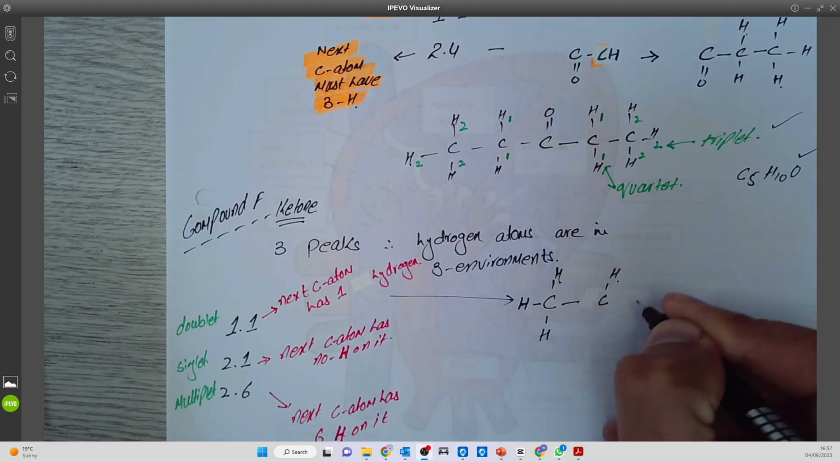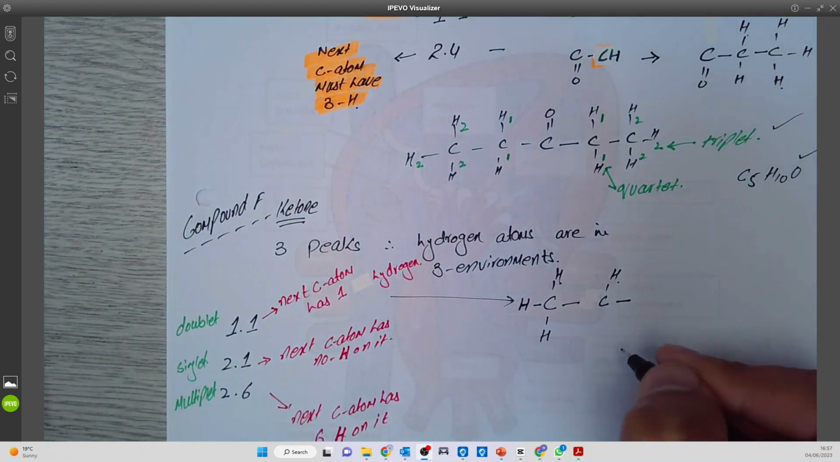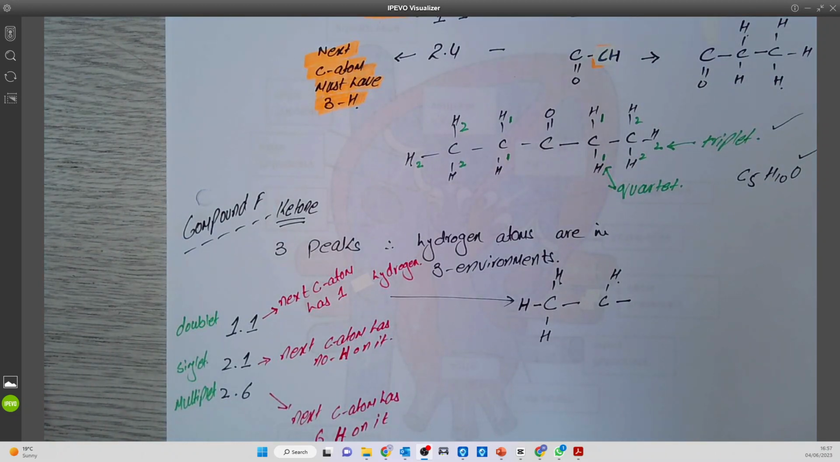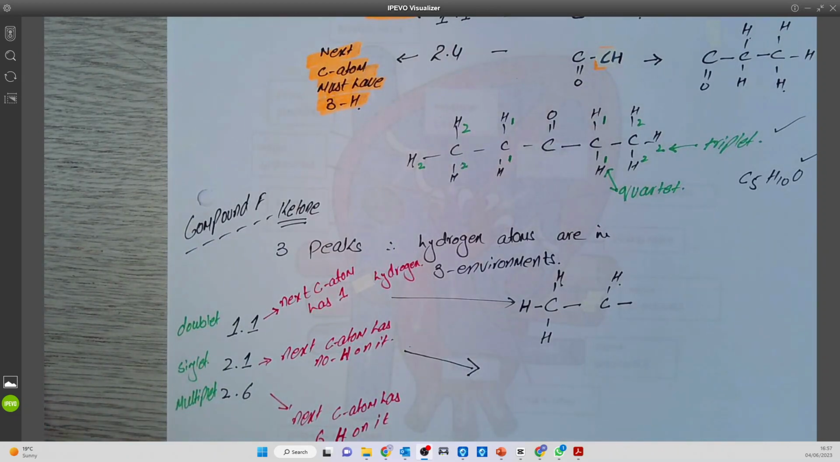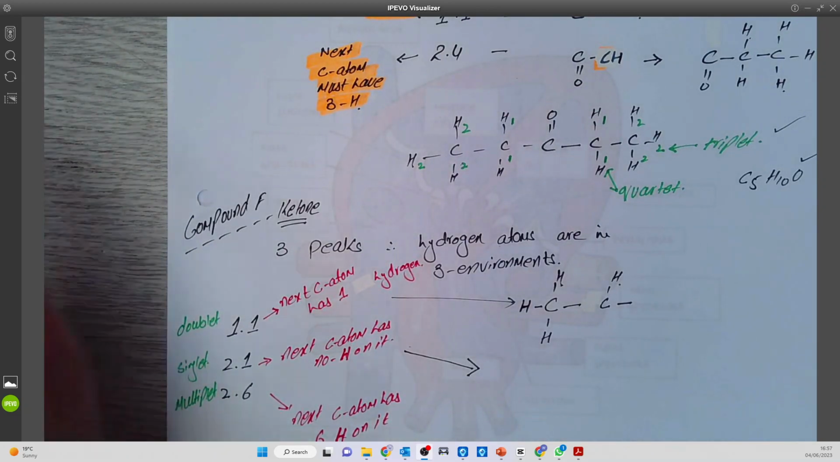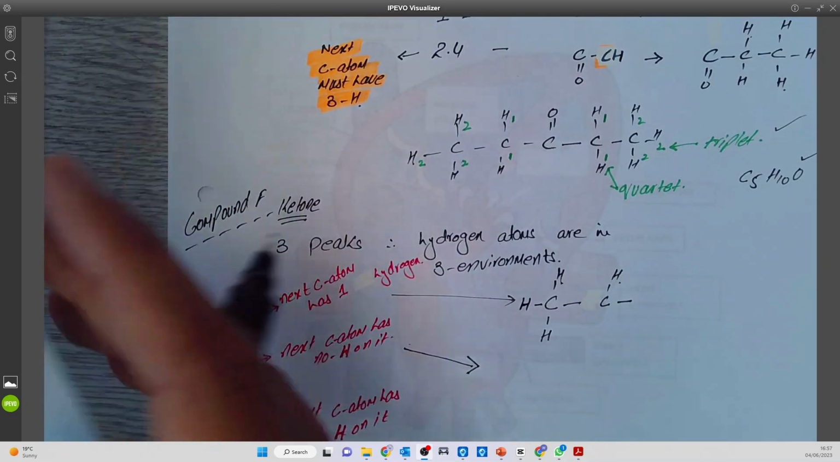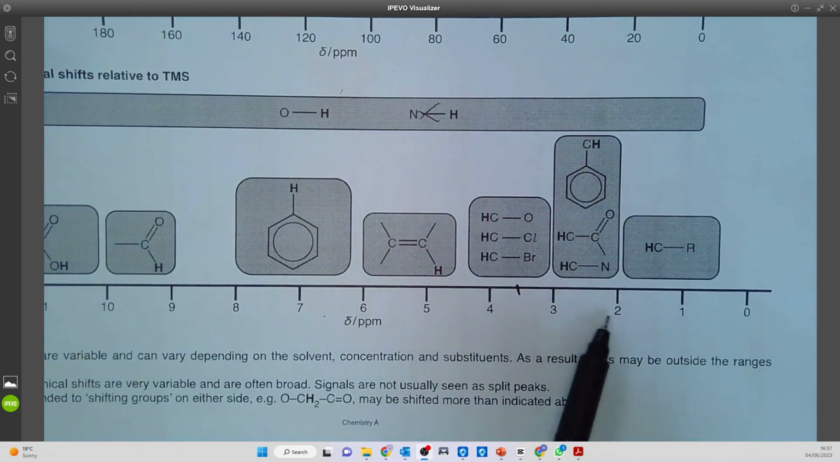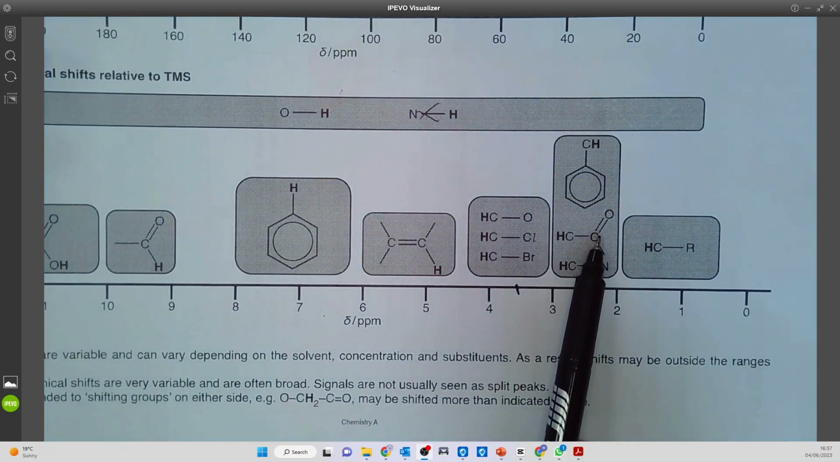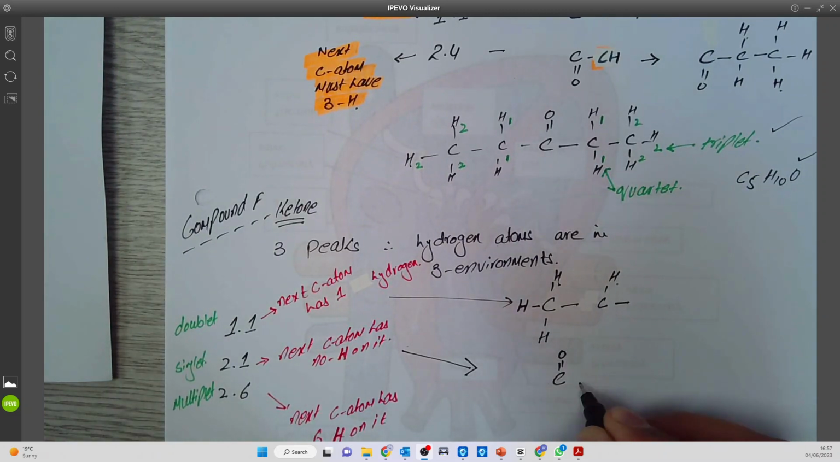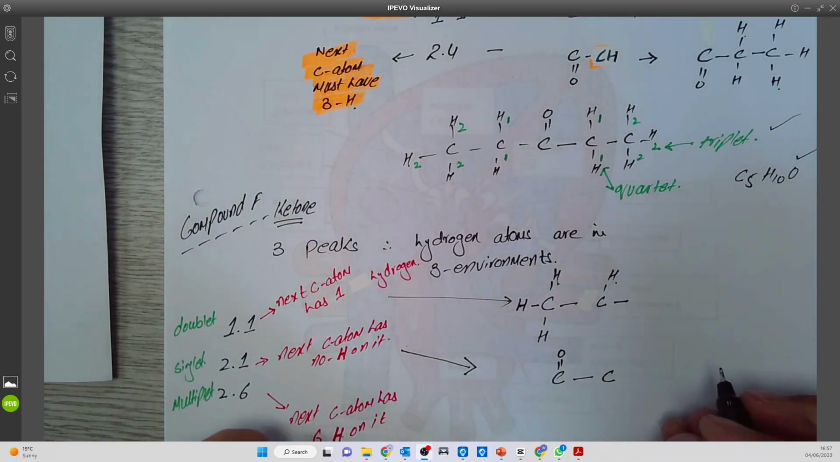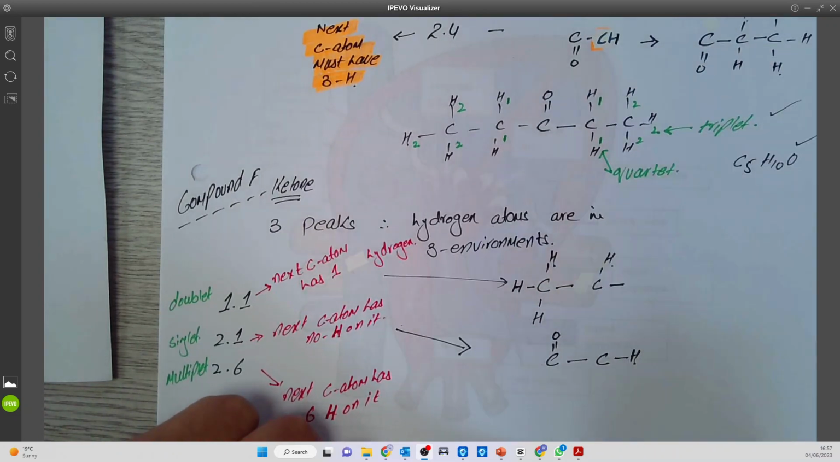You can say something like this. Can have only one hydrogen. What will I talk about when I look at this one? This tells me that the next carbon atom has no hydrogen. So if I look at the peak at 2.1, the peak at 2.1 is due to this section. I can then say I have C double bond O dash C, and I've got a hydrogen here.